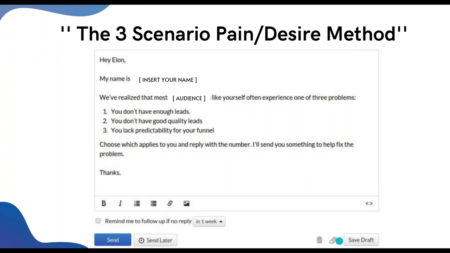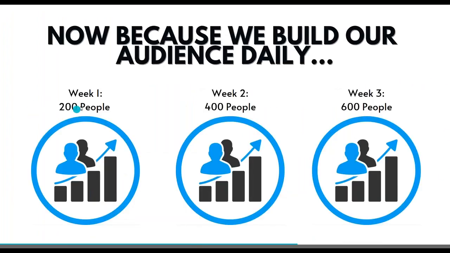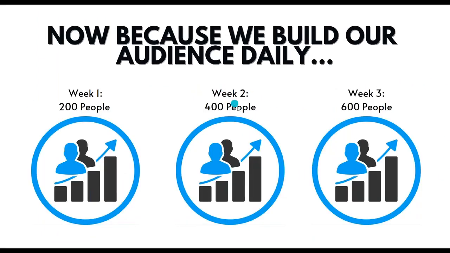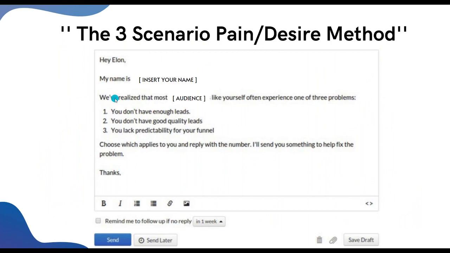Now, because we build our audience in secret number one, remember, 200 people in 1 week, at least 400 people in 2 weeks, at least 600 people in 3 weeks. All those people, when I post this on the timeline, they're all going to see this. Now, you come in, you get a lot of ones. A lot of people say you don't have enough leads. I either go pick up an affiliate offer that helps with that, or if I have my own products and services, I sign them on, or I talk about them, or I invite them to a call where I just show them, hey, you might want to go ahead and try this out.